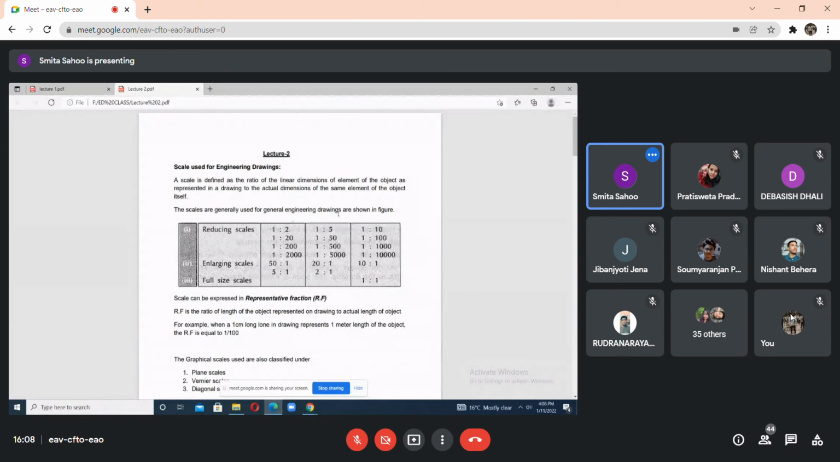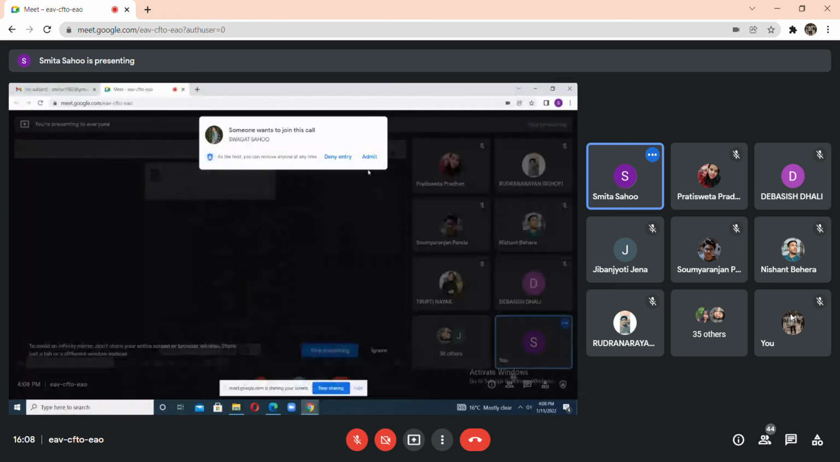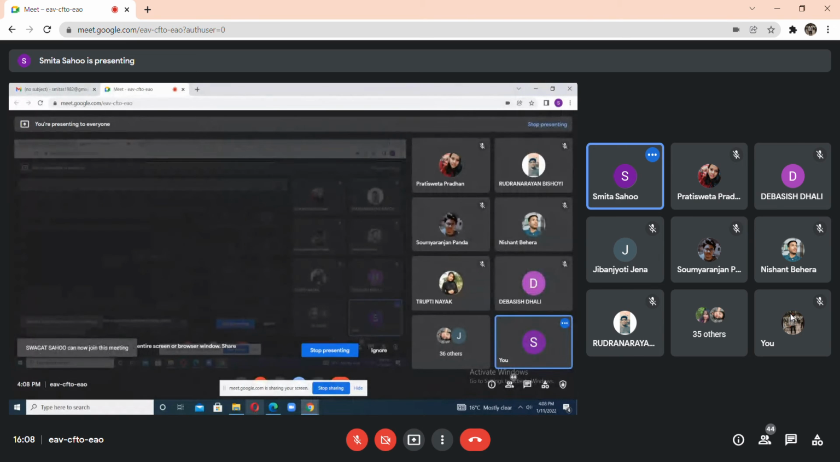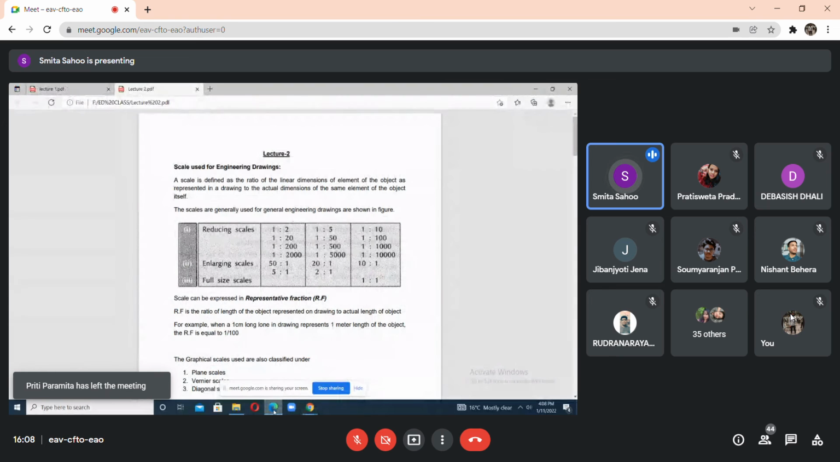Now, you can see two parts have been shown as one part over here. Now coming to the enlarging scale. So what are we doing in the enlarging scale? This is what is represented in the drawing sheet, and the other one is the original size.